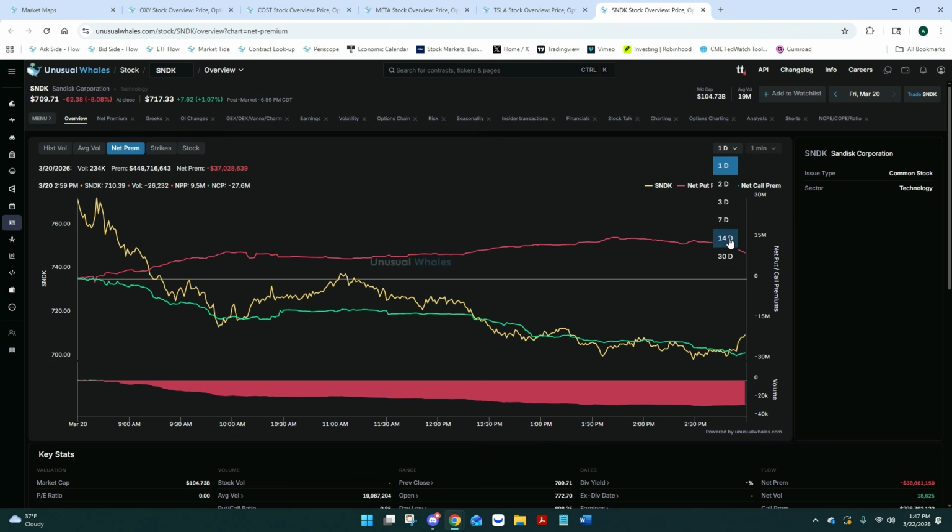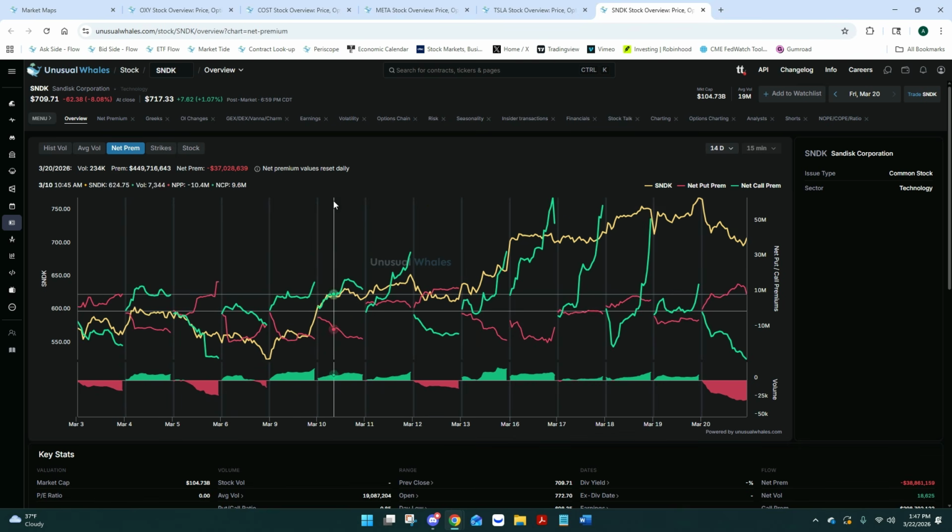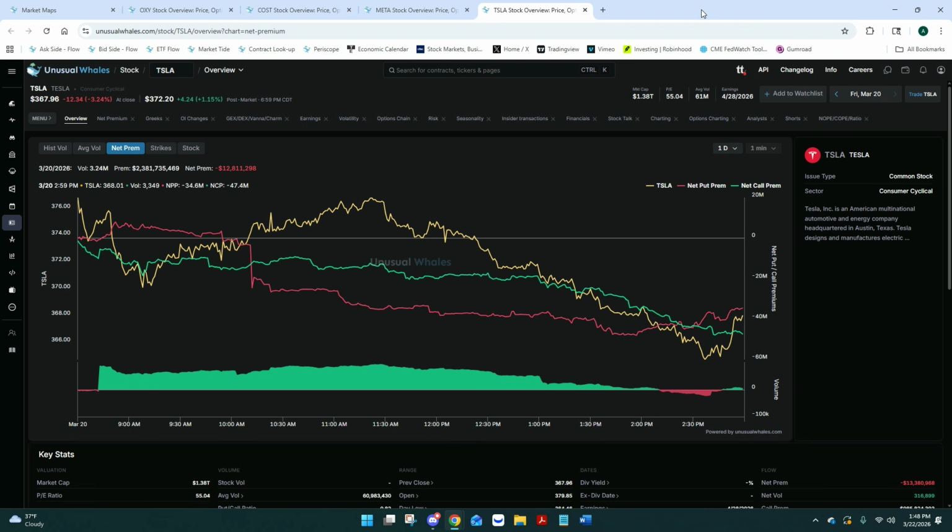So SNDK here. I popped this out 14. Again, you can see how you have that big drop in net call premium here on Friday. A lot of put volume coming in here. Here is a nice spike in put premium as well. So with SNDK, what I typically do from here is screenshot this and put it on the desktop so I can come back and visit it. So SNDK is one that we will be looking at here.